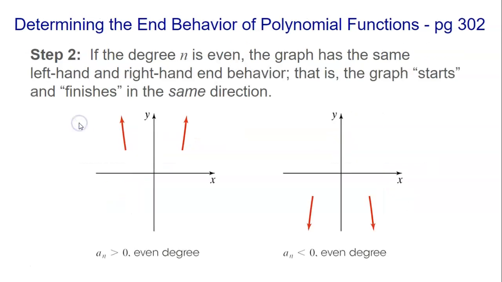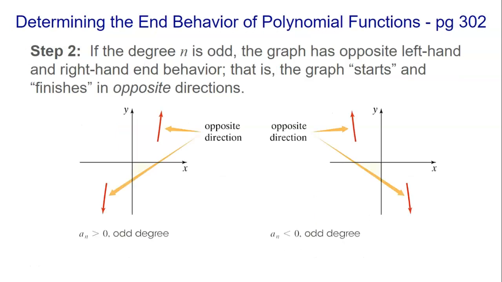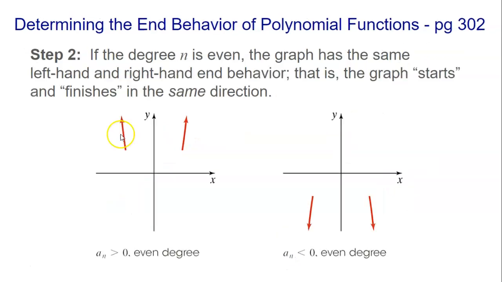If it's an even degree, both of these depend on if the leading coefficient is positive versus negative. So if it's an even degree and the leading coefficient is positive, then it's going to go in the same direction. It's going to start high and end high. So they're going to finish in the same direction. If the leading coefficient is negative, then it's going to be decreasing. So regardless, if it's an even degree, it's going to finish in the same direction.